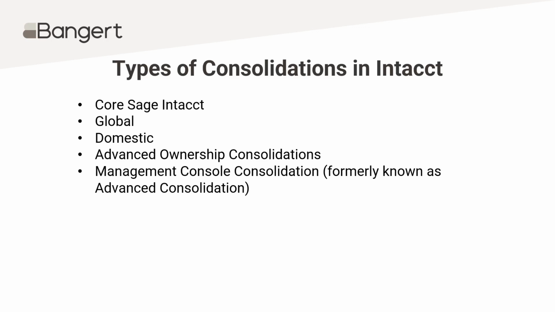Okay. And the management console consolidation, the last one on here, this is something that's rarely used. And that was the one that was formerly known as advanced consolidation. Okay, so that was used more for consolidating and reporting on financial data across companies with heterogeneous chart of accounts. So if you have a different chart of accounts, you do some manual mapping with that console. Okay, so it's not very commonly used. So don't get that confused with this new advanced ownership consolidation.